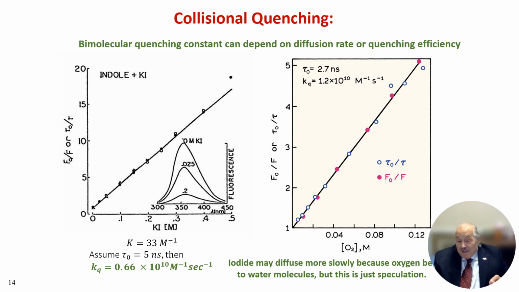It could be that iodide is a less efficient quencher, so this apparent value is lower. I don't think that's the case from lots of other experiments that have been done, but its most likely cause is that iodide, being an ionic species, is tied up to some extent with the water, and that slows down the diffusion coefficient below the value you observe for a non-polar molecule in aqueous solution.